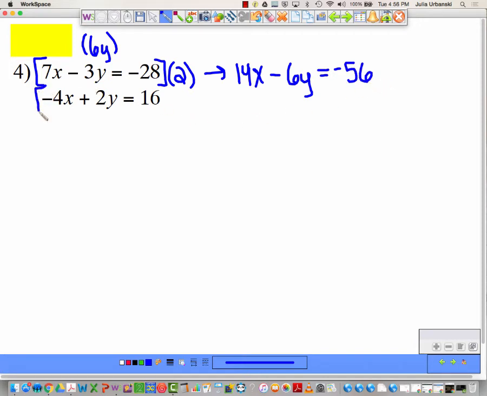For the bottom, we need to turn this 2y into 6y. So we're going to have to multiply by 3 this time.